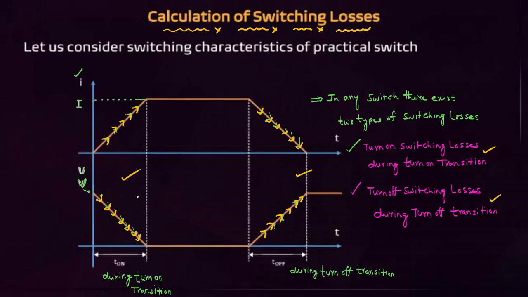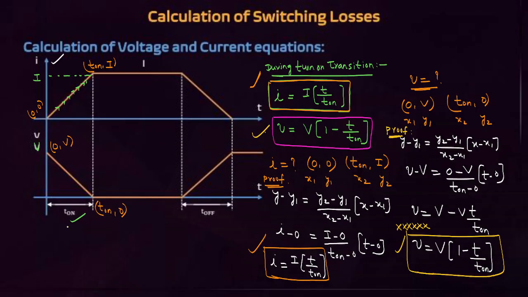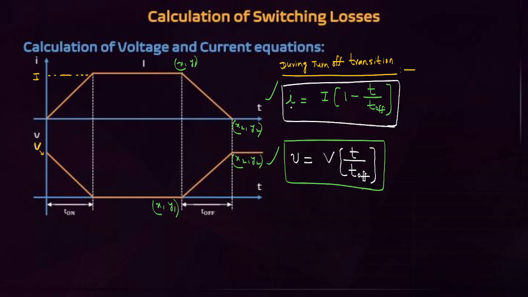To calculate the turn on energy loss and turn on power loss, similarly, to calculate turn off energy loss and turn off power loss, first we have to know the voltage and current equations during turn on transition and turn off transition. This is the current equation during turn on transition. This is the voltage equation during turn on transition. Similarly, this is the current equation during turn off transition, and this is the voltage equation during turn off transition.